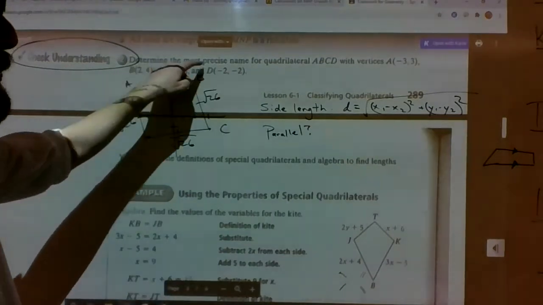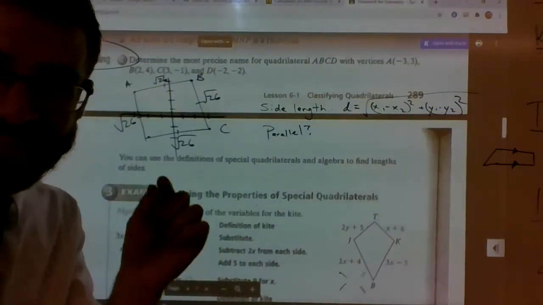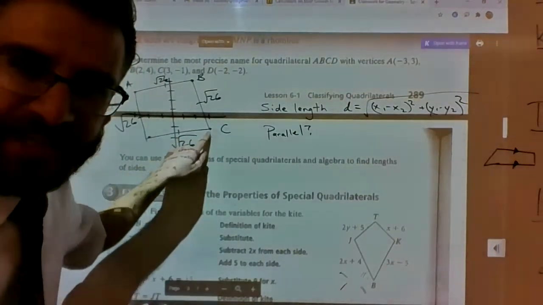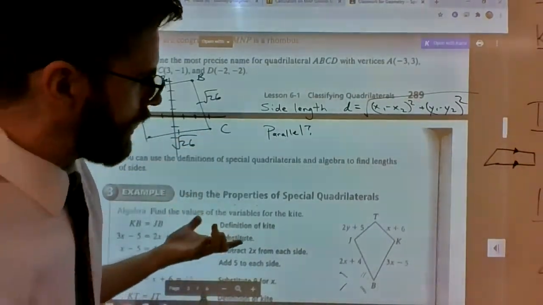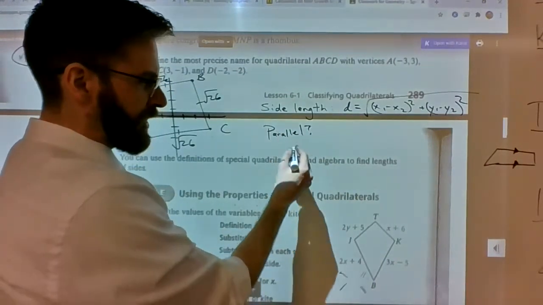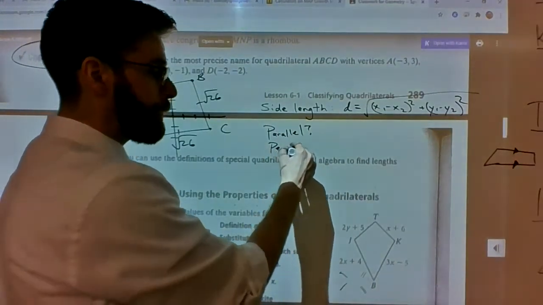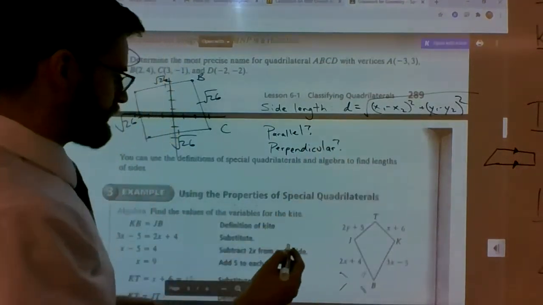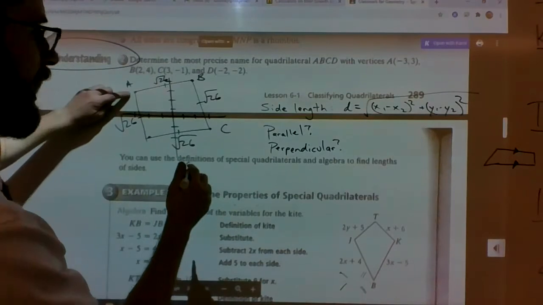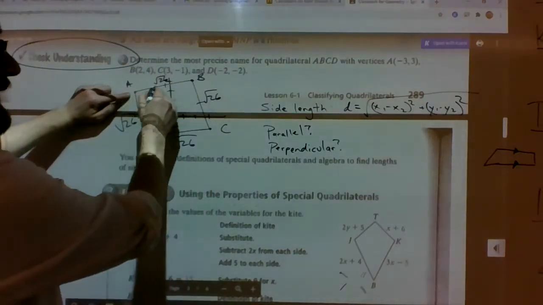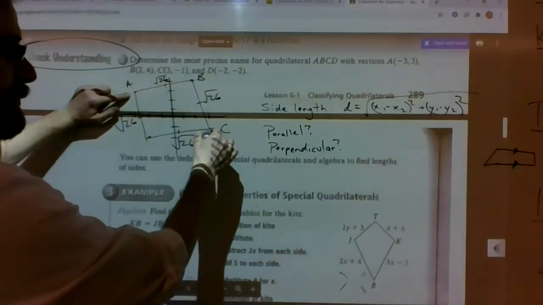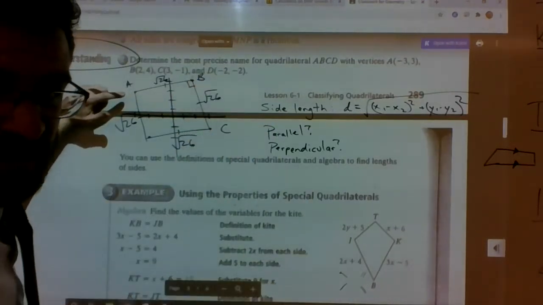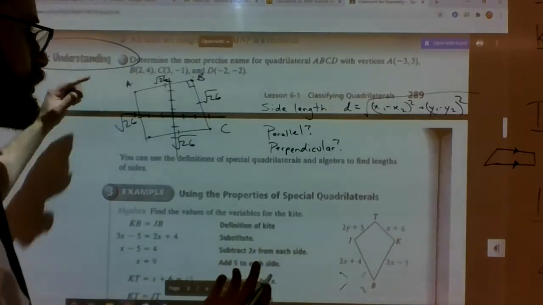Great. So the most precise name for this quadrilateral is either a rhombus, or maybe it's a square if these meet at 90 degrees. So this is more of a question of parallel versus perpendicular. Perpendicular line segments meet at 90 degrees. So if I know the slope of AB, I can compare that to the slope of BC and figure out, hey, is this 90 degrees? Is it not 90 degrees? And here's what you do.